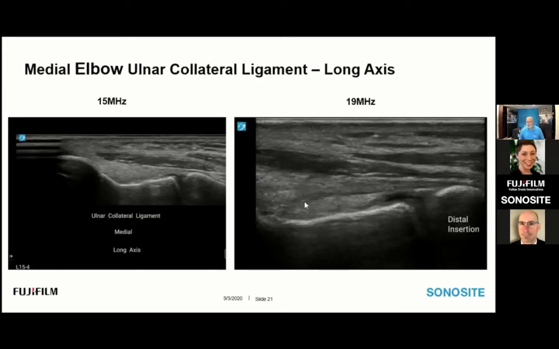Although with 15 megahertz, a small bit of fluid in the medial joint recess can be seen here. Imaged with the 19 megahertz, this tiny amount of fluid becomes more apparent and is seen with greater clarity and confidence. So 19 megahertz frequency can certainly be a game changer when you're looking at fine detailed anatomy and you're trying to develop an increased level of confidence in what you're seeing.